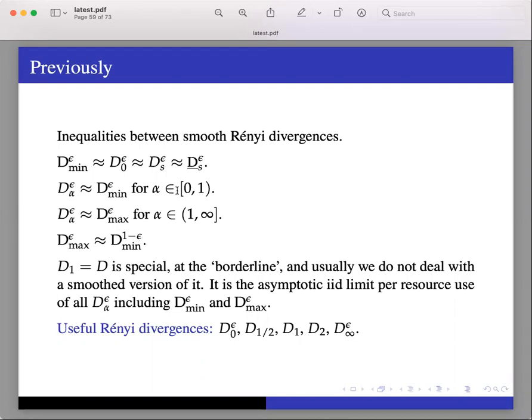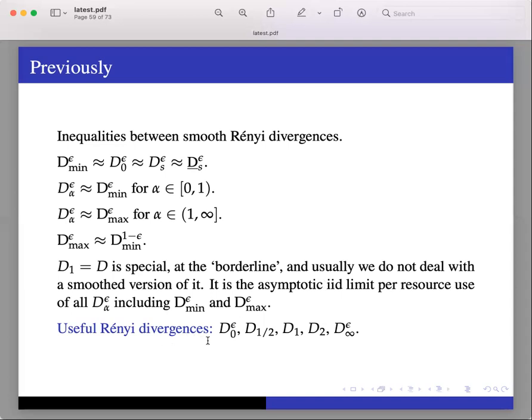Now, D1, as you can see, has been ignored from these two theorems. So D1, which is equal to the Shannon relative entropy, is special. It's at the borderline, as you can see from here. And usually, we do not deal with the smoothed version of it. It is important because it is the asymptotic iid limit for resource use of all the Reni entropies, including the extremes D epsilon min and D epsilon max. So we will see more and more stronger versions of this comment.